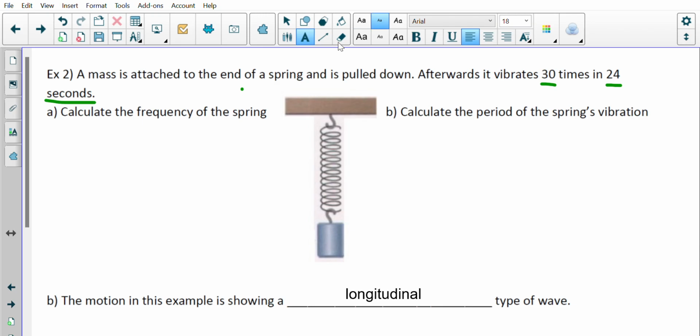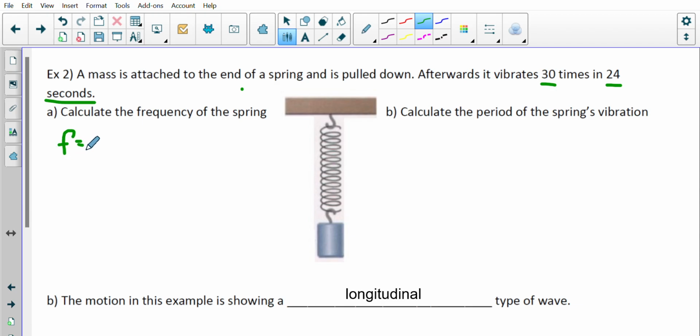All right. But now back to the frequency. Okay. So I want the frequency. That's our F value. And the information I have here is it vibrates 30 times. So it goes up and down 30 times. So that would be our number of cycles, which is 30. Our time is 24 seconds. And again, that's in our standard units.